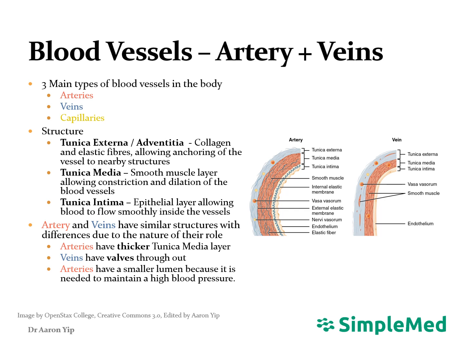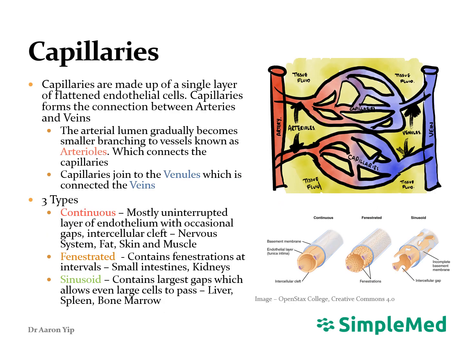Arteries also have a smaller lumen, which is the diameter of the structure, because they need to maintain a higher blood pressure. Capillaries are the smallest blood vessels in the body. They are made up of a single layer of flattened endothelial cells. They form the connection between arteries and veins. How? The arterial lumen gradually becomes smaller, branching into vessels known as the arterioles. These connect to the capillaries, which in turn join to the venules, which are connected to the veins.